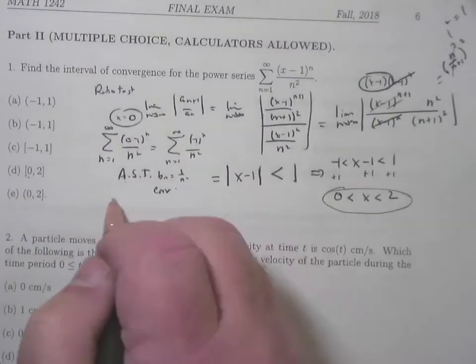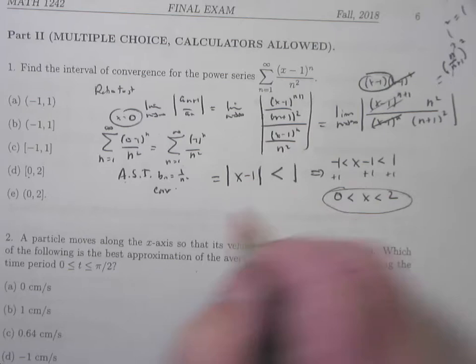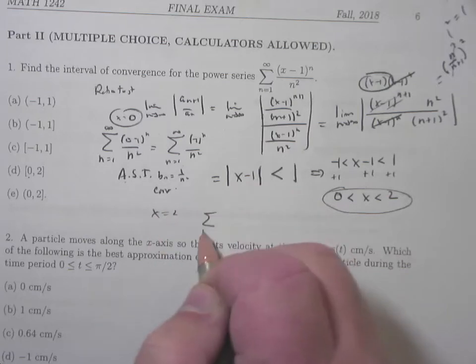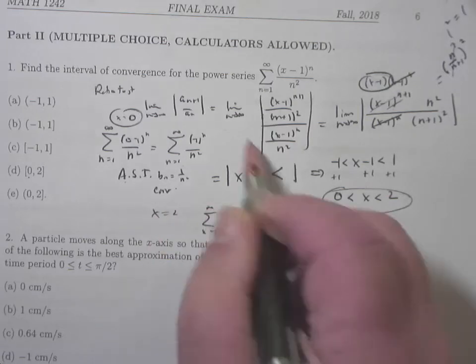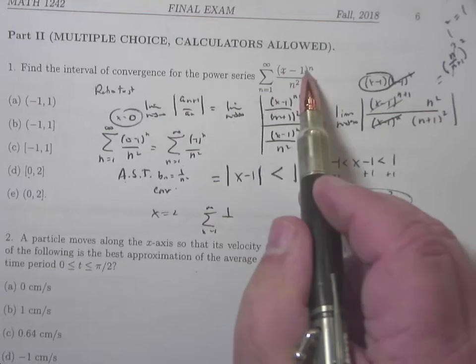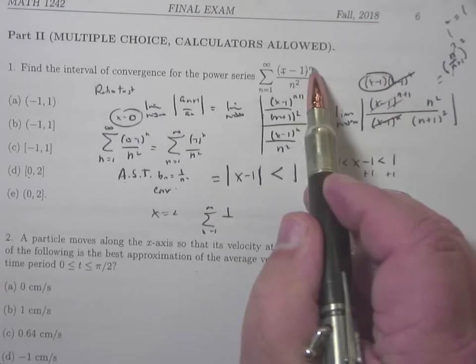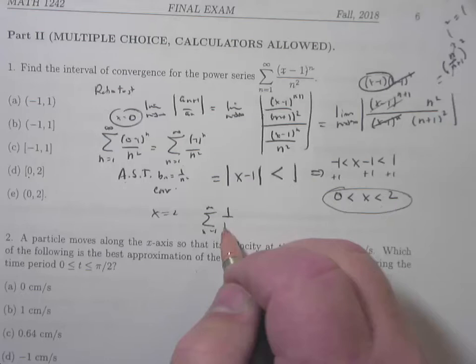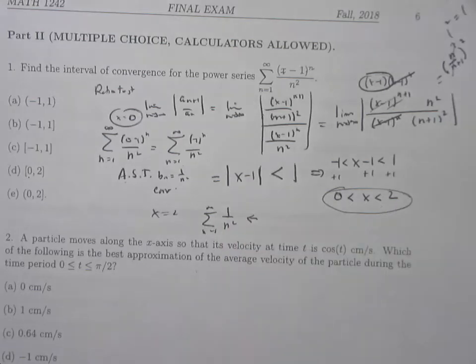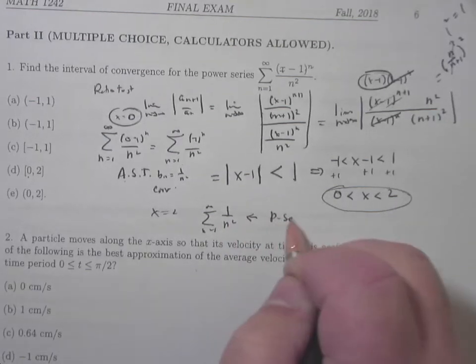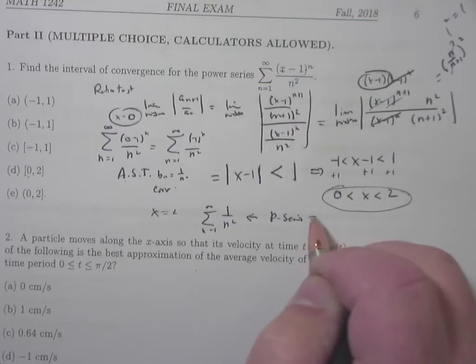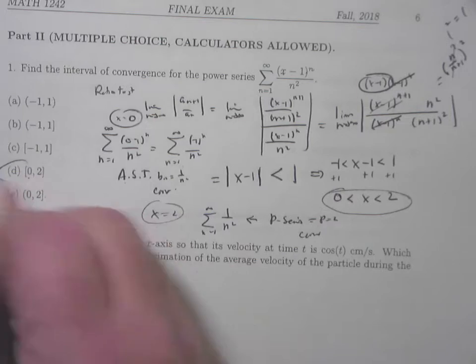2 is definitely going to work because when I plug in x equals 2, I get the sum as n goes from 1 to infinity of 1 over, remember, 2 minus 1, which is 1, to the n power, 1 to the n power is 1, over n squared. What's that guy's name? P series, and what does a P series do? P equals 2, it converges. So they both converge, so the answer is D there.